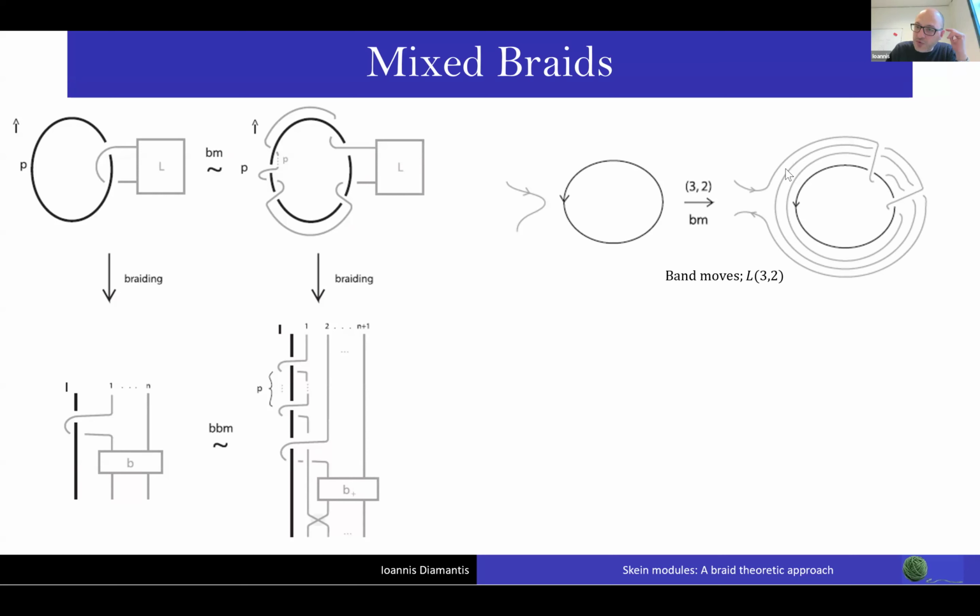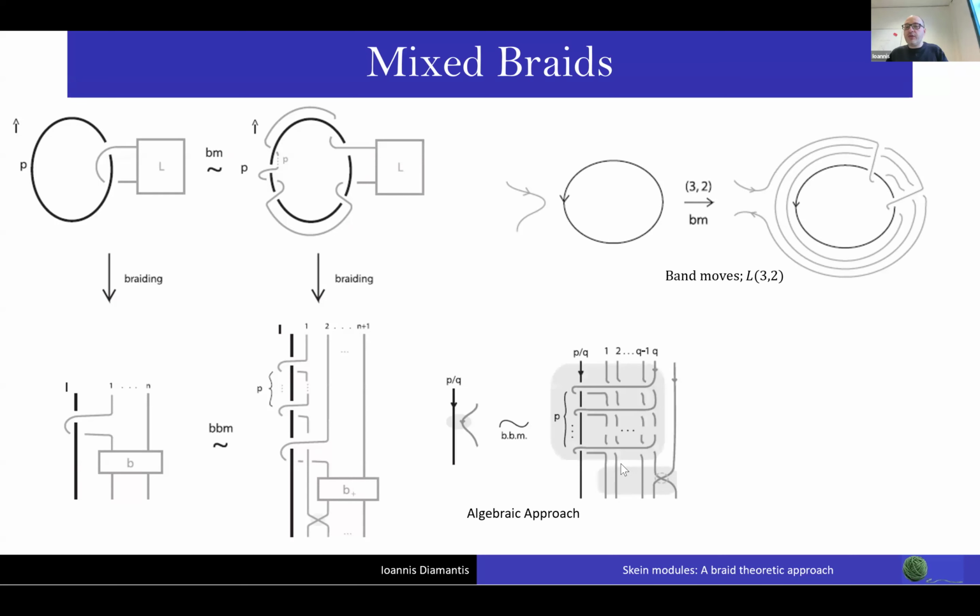The 3-2 for L32. So you have three extra strands appearing, wrapping around the surgery curve twice. That's the 3-2, so you create a 3-2 torus knot. And you can see here the algebraic approach where I perform a PQ braid band move. So Q new strands appear, wrapping around the surgery curve P times.